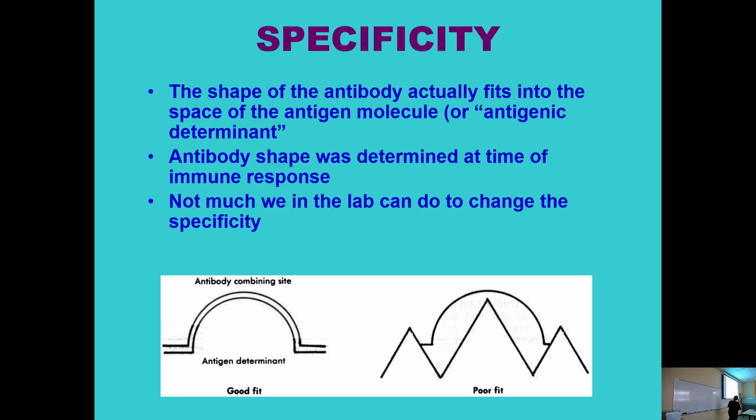Specificity. This is the antigen, this is the antibody combining site. This is a nice, good, tight fit. This one, this is the antigen, this is the antibody, this is a poor fit. You want the shape of the antibody to fit into the shape of the antigen. The shape gets developed at the time of immune response. So the first time you get that exposure, your immune system is going to determine what the antibody is going to look like. It's going to fit that particular shape of antigen on the red cell. Not much we can do in the lab to change specificity. The antigens and antibodies are either matching or they don't.